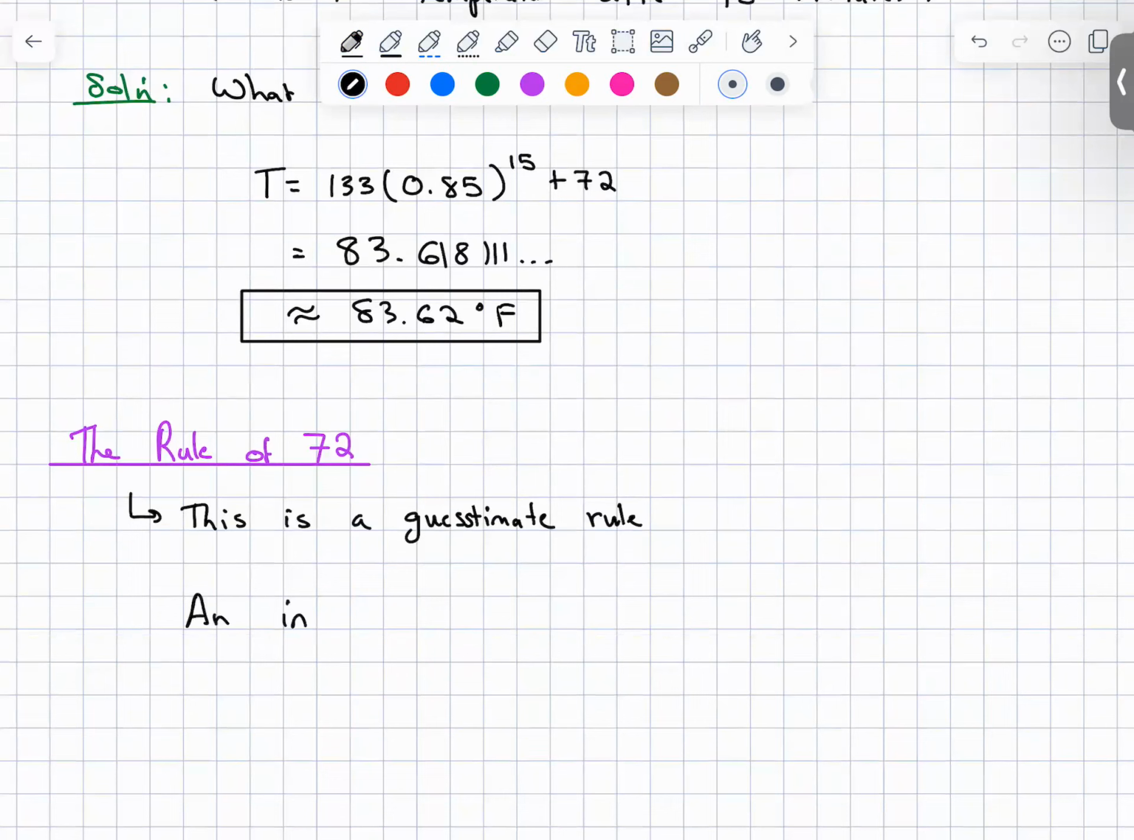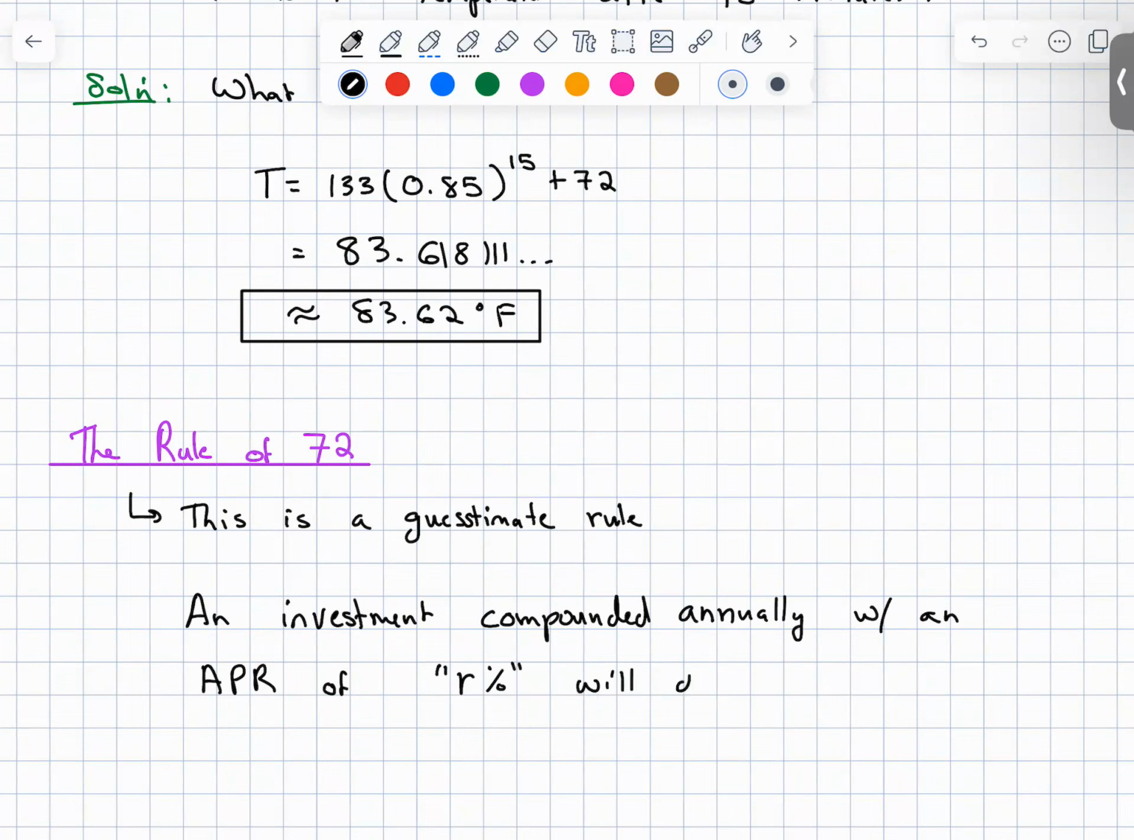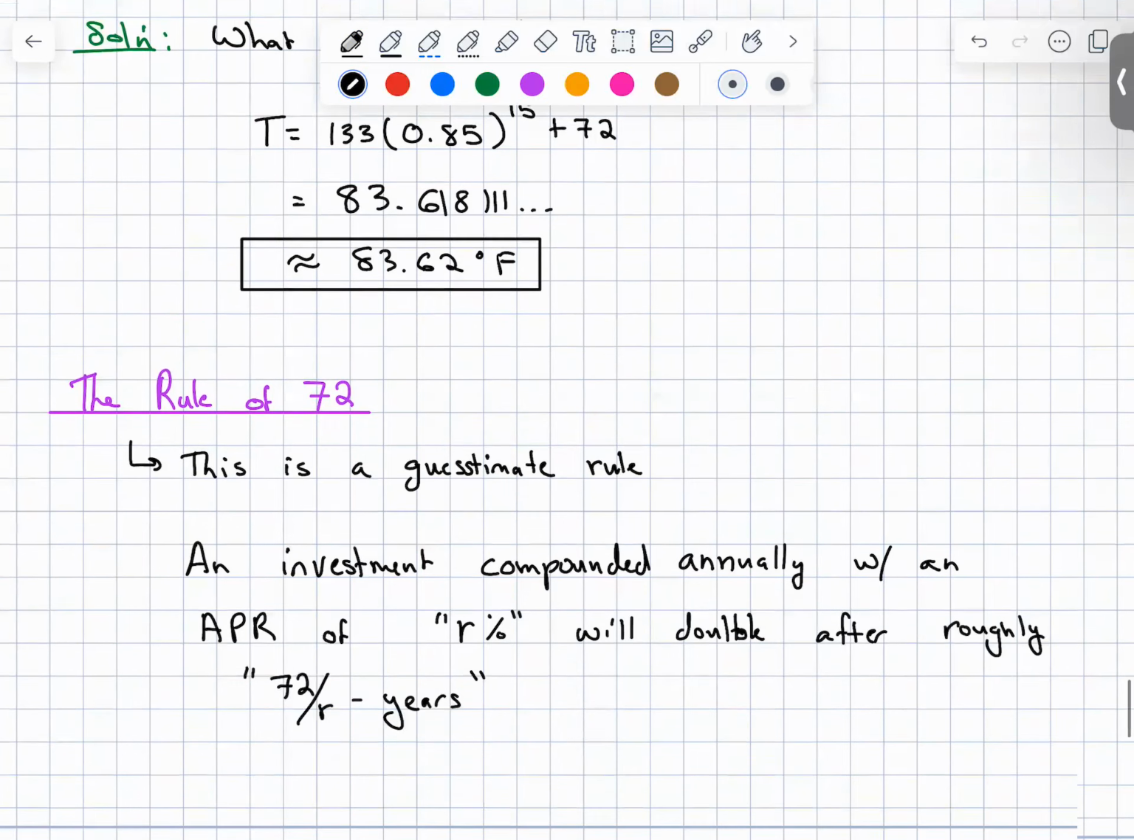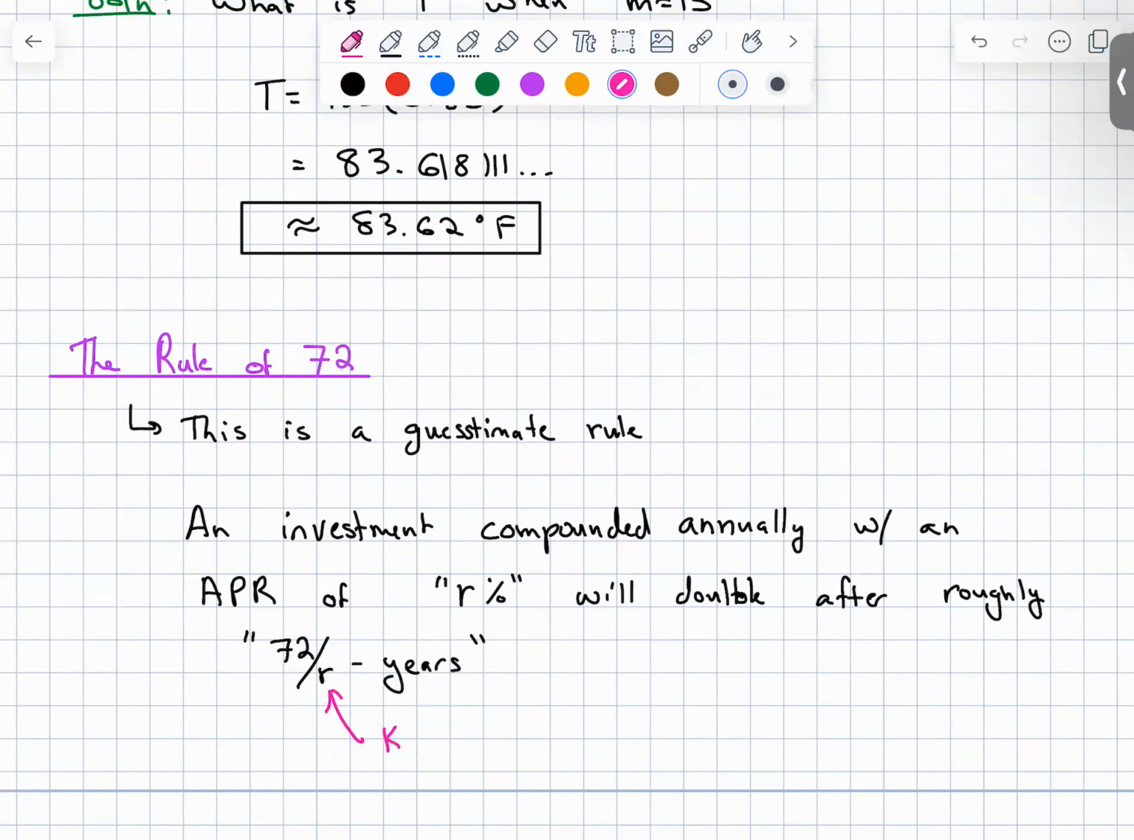An investment compounded annually with an APR of R% will double after roughly 72 divided by R years. And here, keep R in percent form.